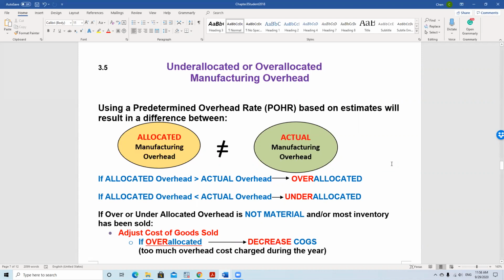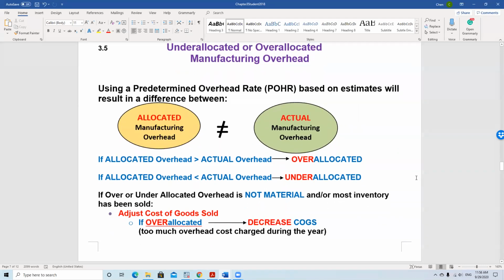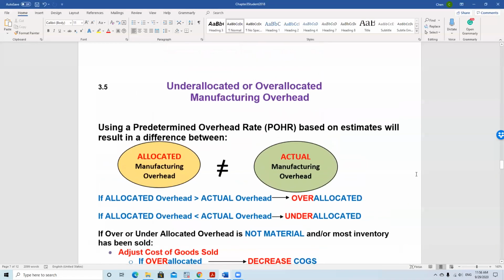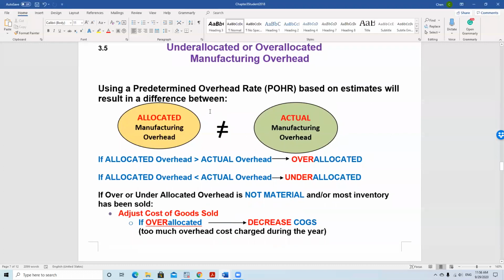For example, utility prices are changed, like in the year, I can't remember, 2017 or 2016, gas price just dropped significantly, and it could also impact your manufacturing overhead allocation. And most of the time, the allocated manufacturing overhead will not be equal to your actual manufacturing overhead.